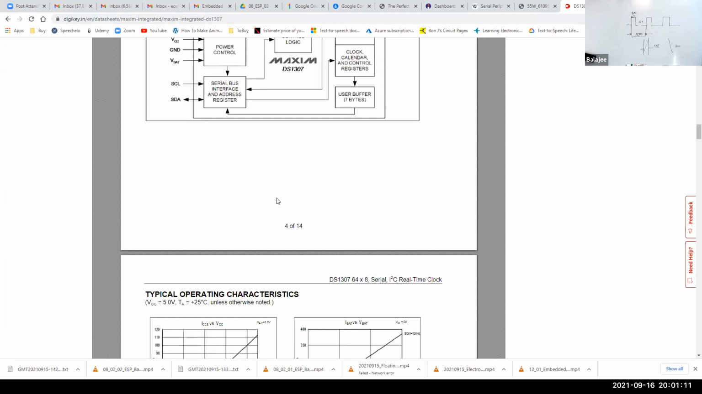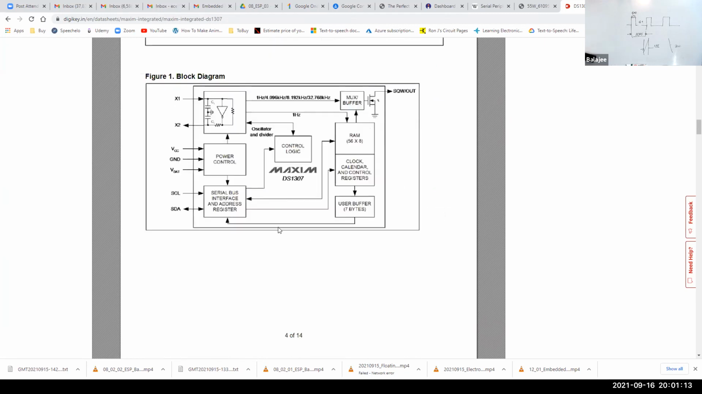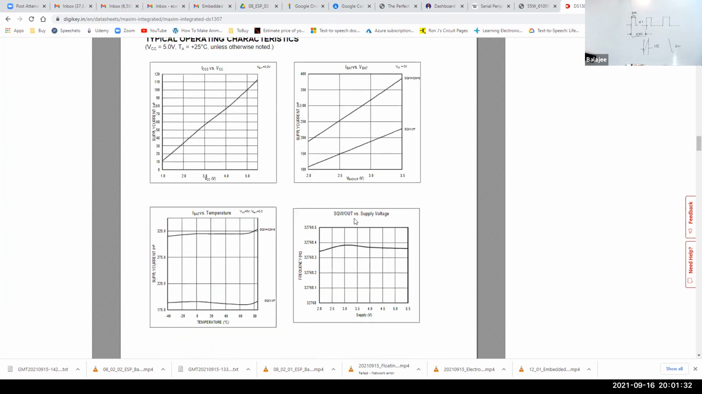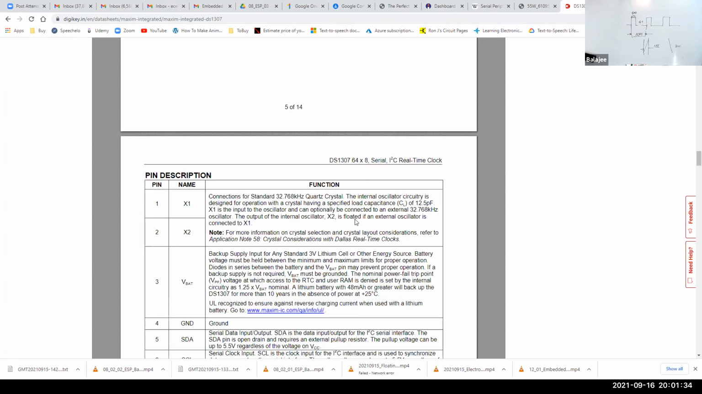And if you could understand the block diagram, it's very nice. Okay, how that guy is doing. He has a memory of 56 by 8. He has a clock and calendar, and he has a user buffer for 7 bytes. Then the data goes here. This guy is the one who is converting serial to parallel and giving it to you. That's fine. If you go in depth, you can understand. This is nothing rocket science. This is all very simple.